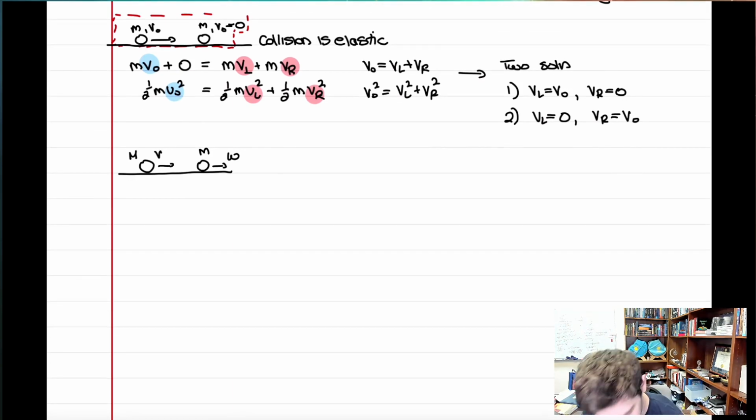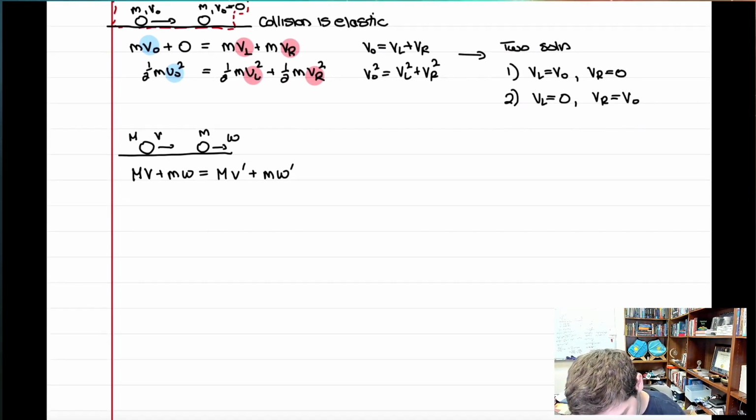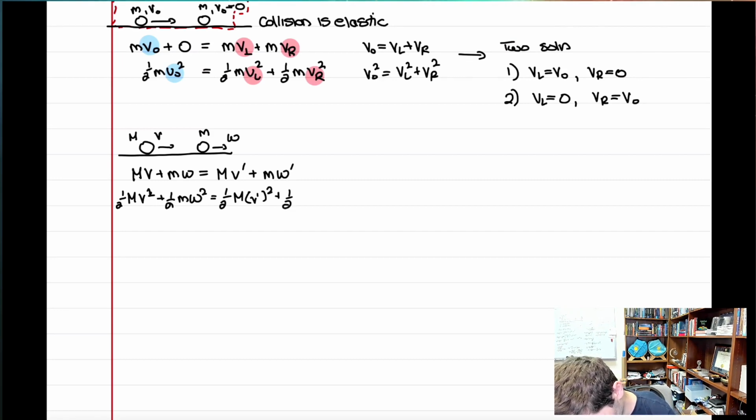So if this were an elastic collision, and this is all 1D, I know that the momentum before better equal the momentum after, and I'll have some general variables, V dash and omega dash, as the post-collision velocities. And then, of course, if kinetic energy is conserved, then the kinetic energy before the collision better equal the kinetic energy after the collision as well.